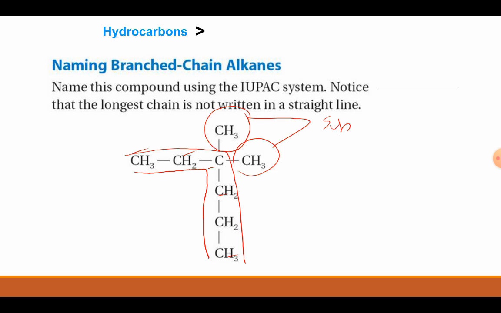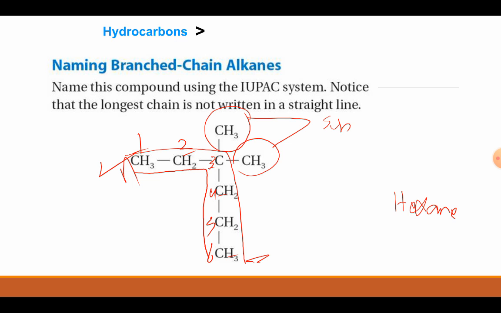Which end of the chain is close to them? This end or this end? Of course, this end. So I will start numbering from here: 1, 2, 3, 4, 5, 6. So now we have 6 carbons in the chain, right? 6 means, if you can remember, hexane. Very good.